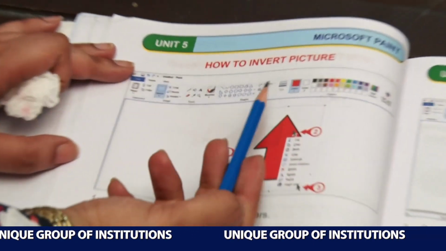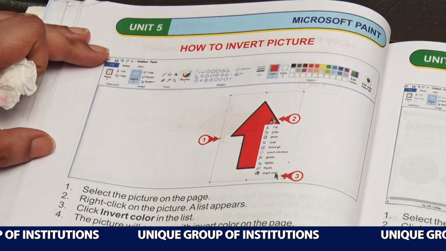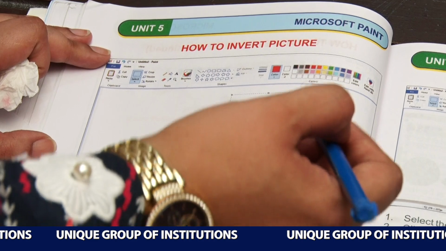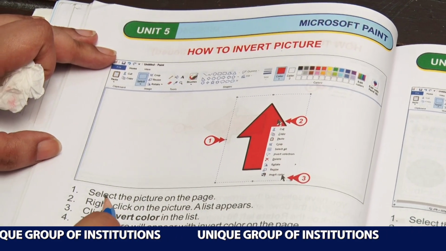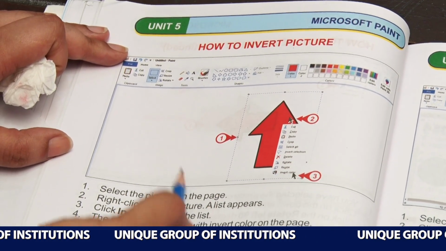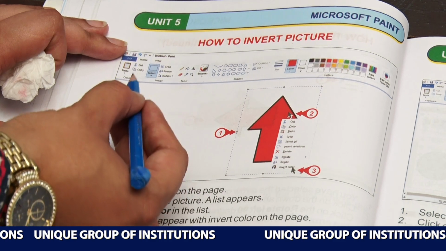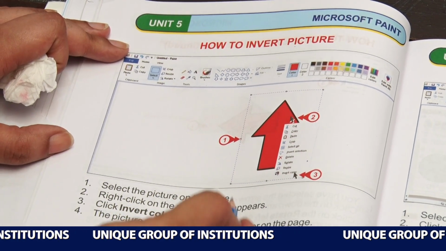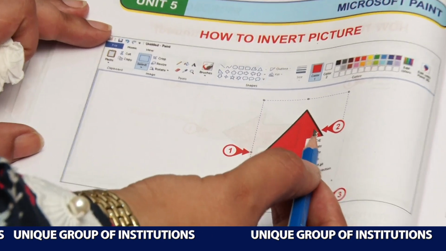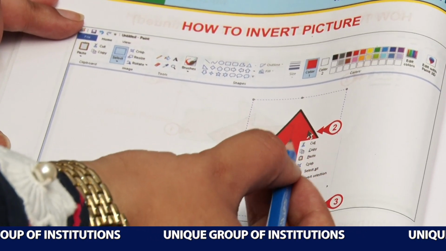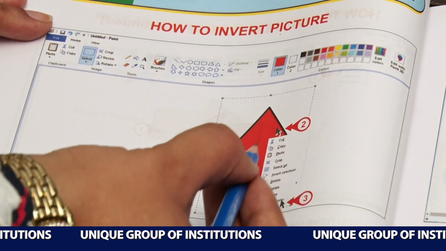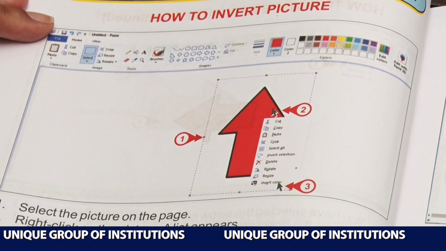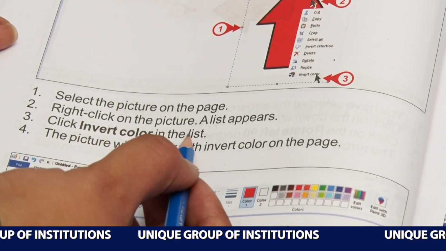Moving on to the next page, how to invert picture, which means how to invert its color. First step is select the picture on the page. You know how to select it. You have to just click on the select button. Right click on the picture, a list appears. When you click the right button of your mouse while having the pointer on the picture, this list will appear on your screen. Click invert color in the list.